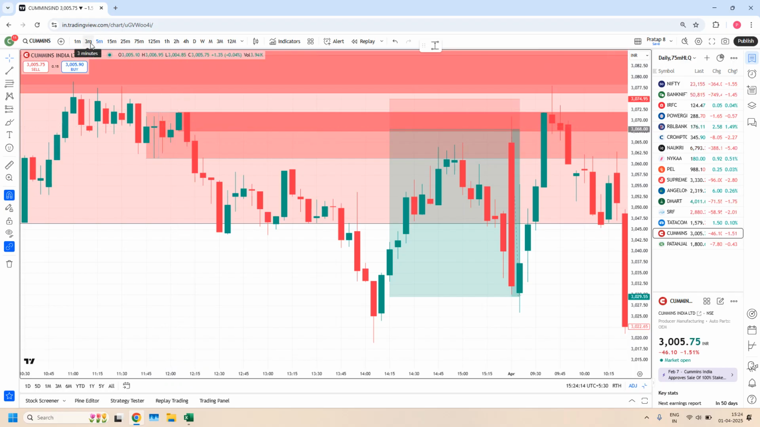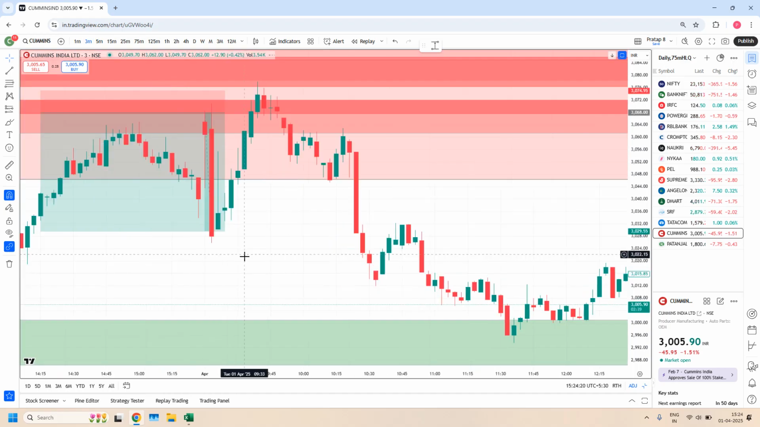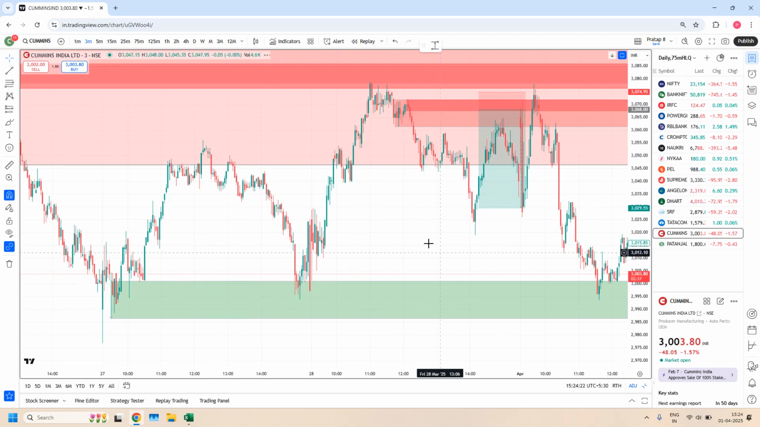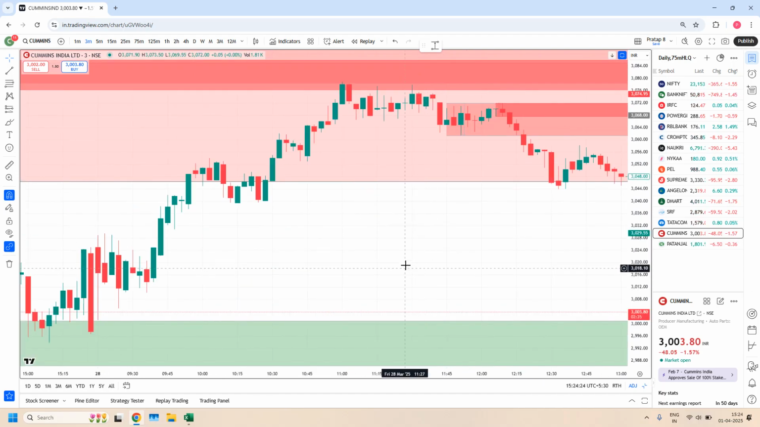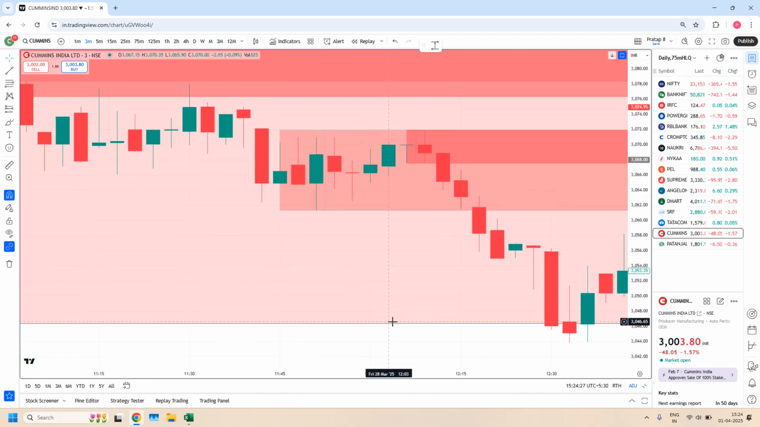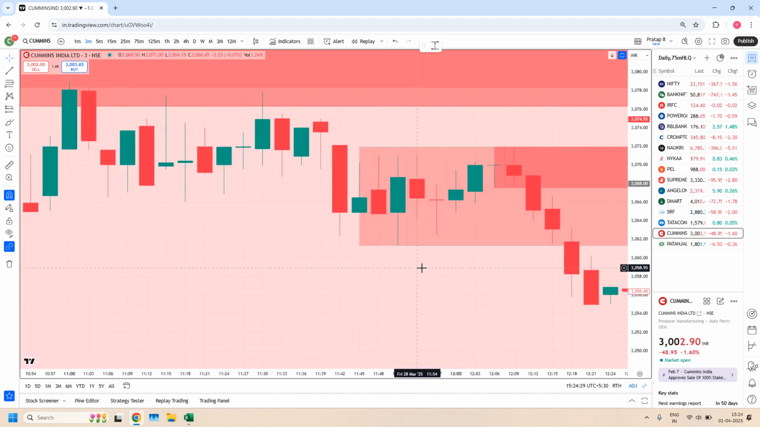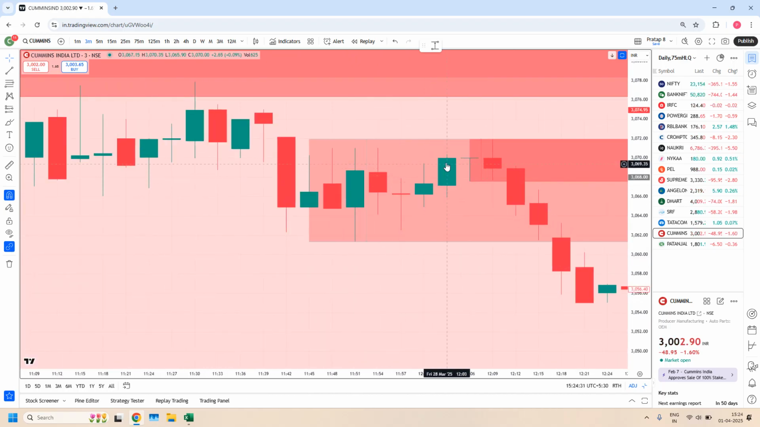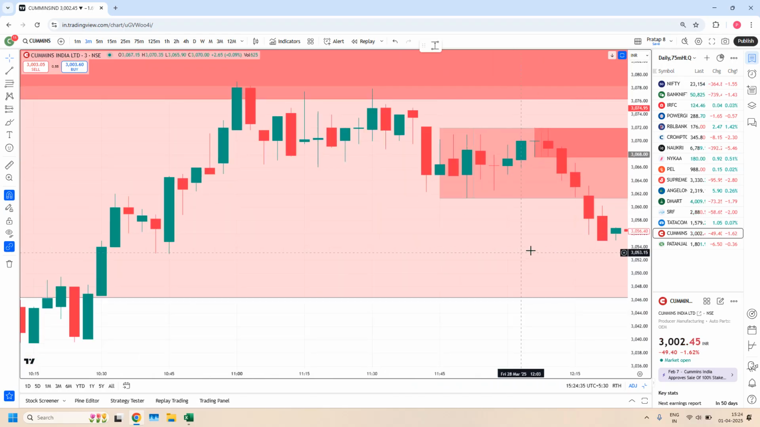The supplement to the 5 minutes. Whenever in 5 minutes some clarity is missing, you can go to 3 minutes. And in 3 minutes, if you find a good structure, you can plan. Otherwise, you can leave that zone. See here. Here we are having a rally candle, 2 base candles and a drop and then follow through candles. So this is the area you can plan your trade.